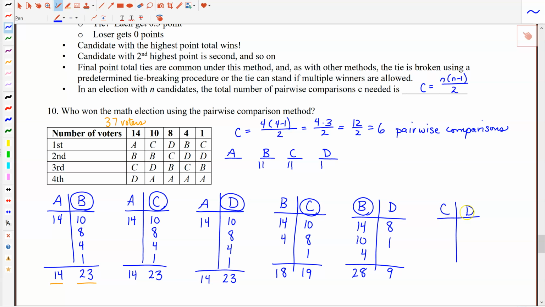Finally, in the last matchup, C versus D. C gets the first 14, C gets the next 10, D gets the next 8, D gets the next 4, and in the last column, C gets that 1. So this ends up being 25 to 12. C wins that matchup, gets a point. Alright, so looking at all of these, this one would then be your winner.